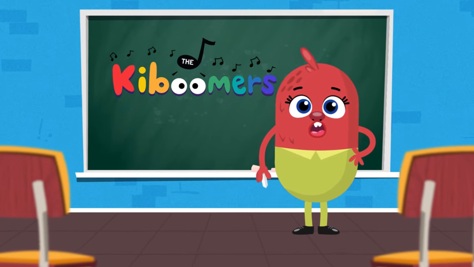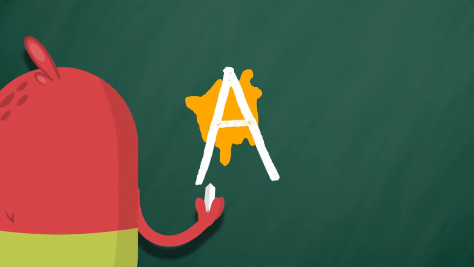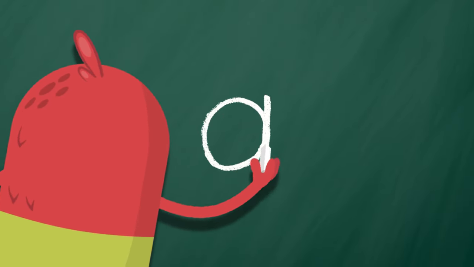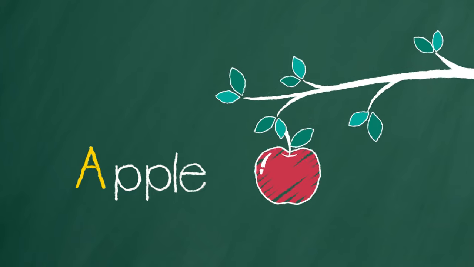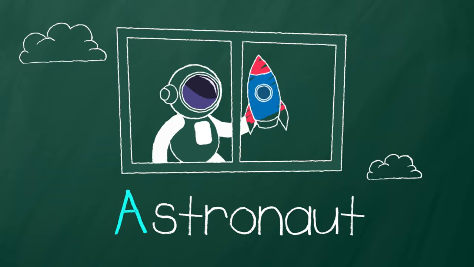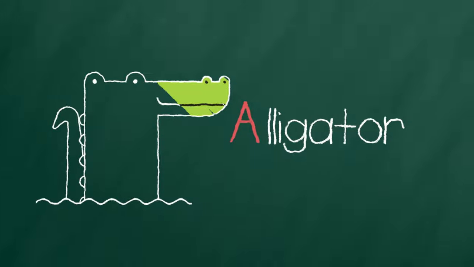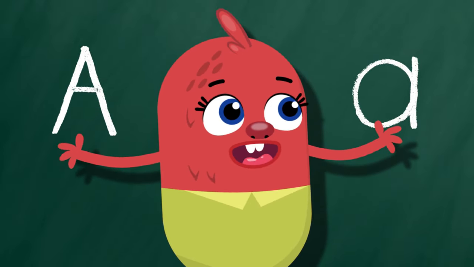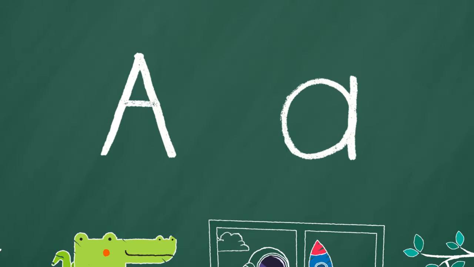Kiboomers! I can write uppercase letter A. I can write lowercase letter A. Uppercase. A, a, apple. A, a, astronaut. A, a, ant. A, a, alligator. Oh, I know so many words that begin with letter A.